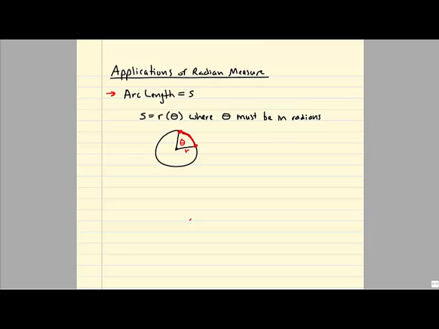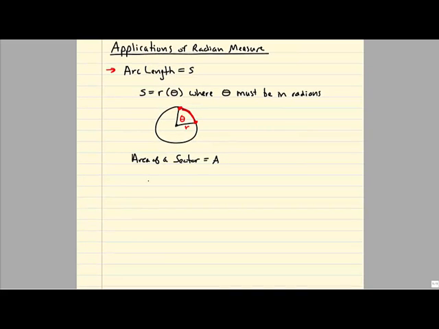Our next important formula that we want to know is the area of a sector. For the area of a sector, I'm going to call this A, and usually they use a fancy script A, but I'm just going to use A for area of a sector. And A is equal to 1/2 r squared theta, and just as you might expect, theta must be in radians. If it's not given to you in radians, you have to convert it. So a couple of important things here: must be in radians for both of these. And this is the area of a sector.